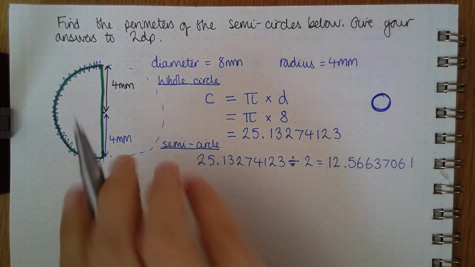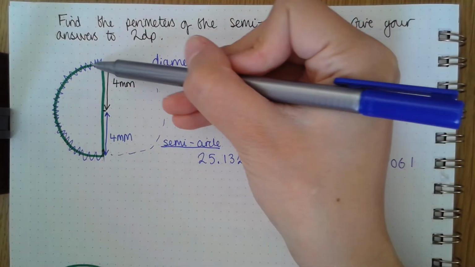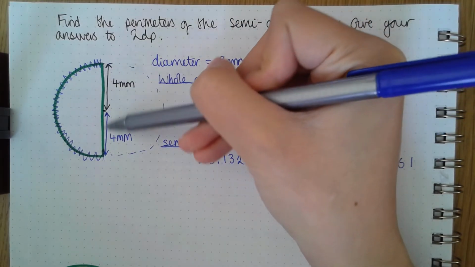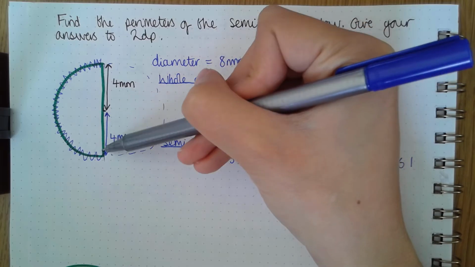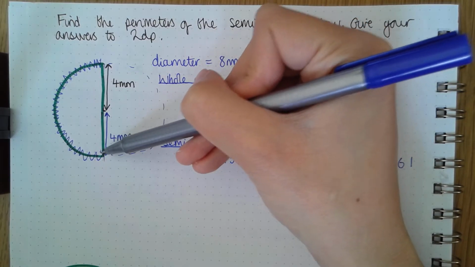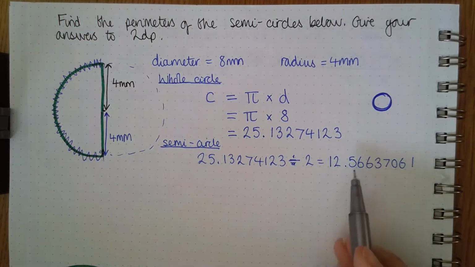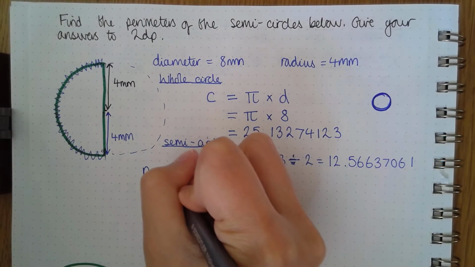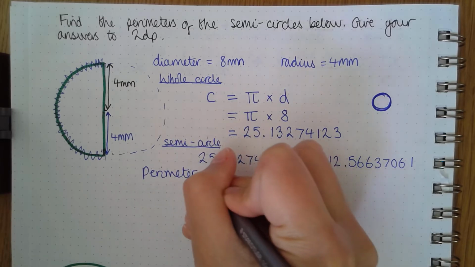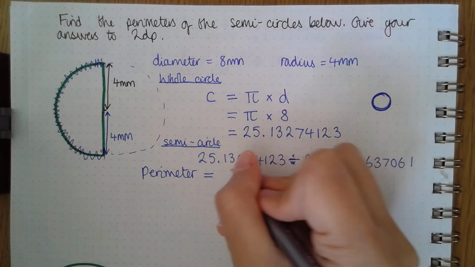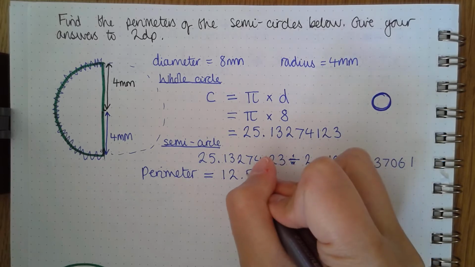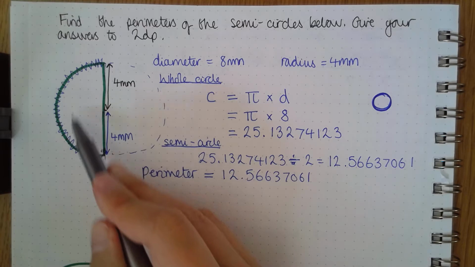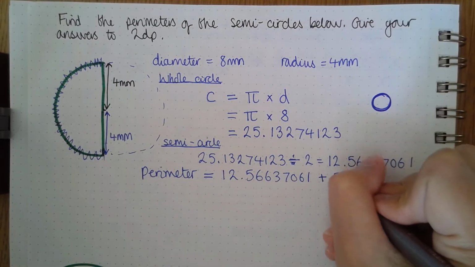When it says perimeter, we need to add all of our length. So we've got the curved part, we need to add this on as well. So half of it's 4, the other half's 4, so the whole thing is 8 millimeters. So we need to add on 8 millimeters. So the perimeter is equal to this, which is our curved part, add on 8 millimeters.